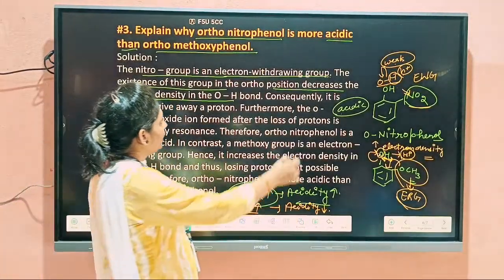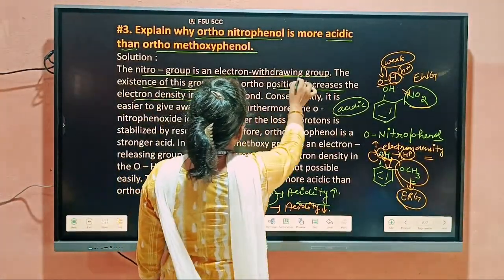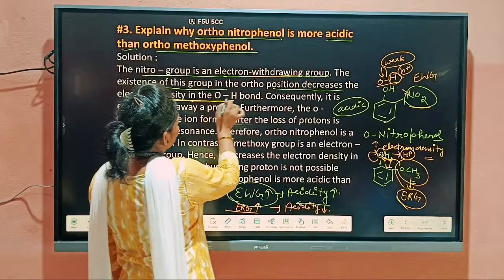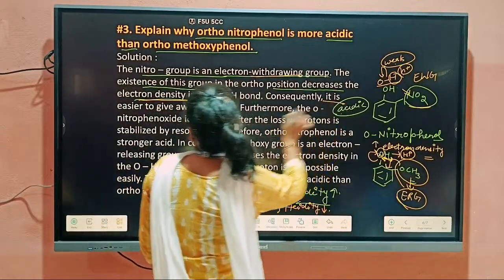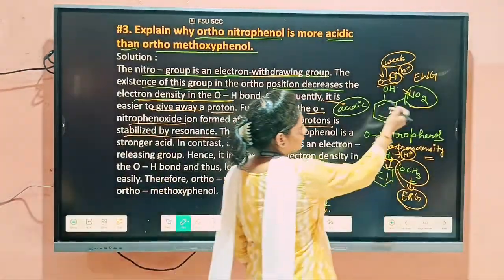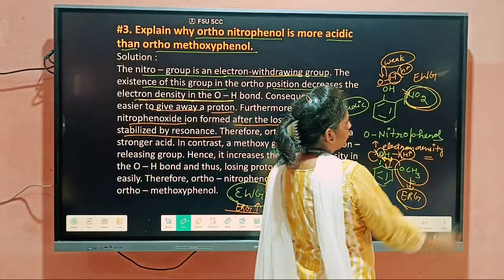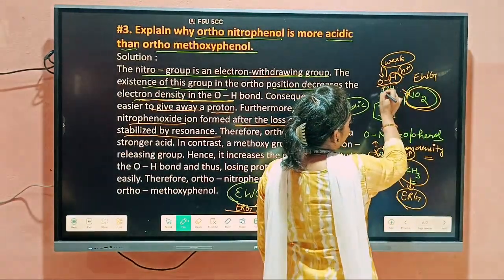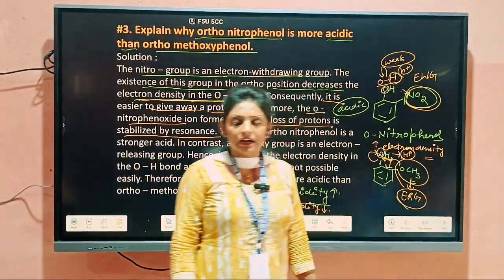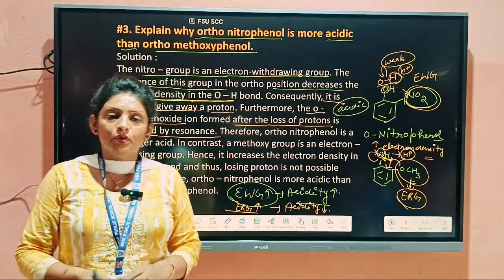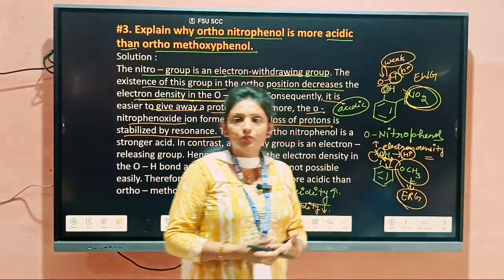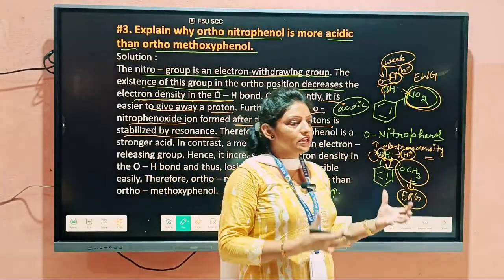So students, here nitro group is an electron withdrawing group, so it decreases the electron density in the OH bond. So it is easier to give a proton. And students, after losing the proton, the phenoxide ion will form. And in the second question, we have already discussed that phenoxide is resonance stabilized, which also promotes its acidic behavior.